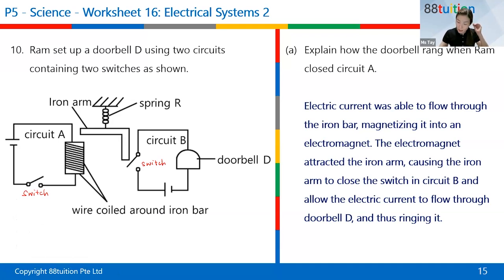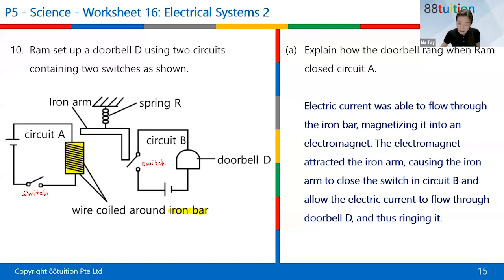So you have to explain how the doorbell rang when Ram closed circuit A. If you were to look at the answers, you have the electric current being able to flow through the iron bar. So where is the iron bar? This is where the iron bar is. Iron bar means this part here. So you have the iron bar, and electric current flows through it, right?